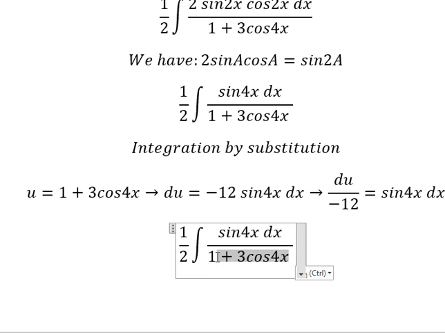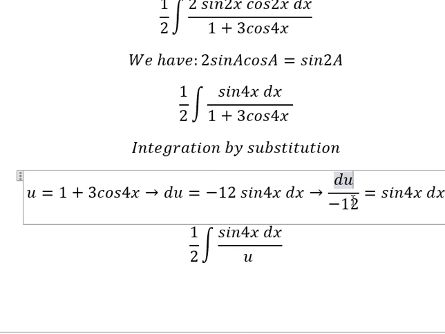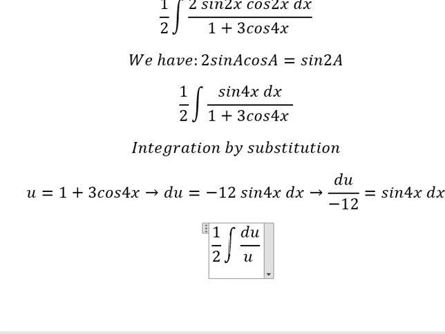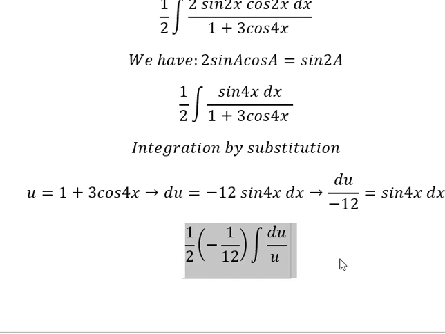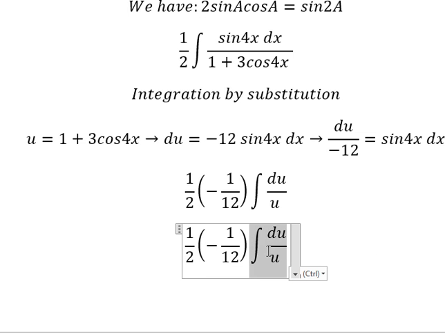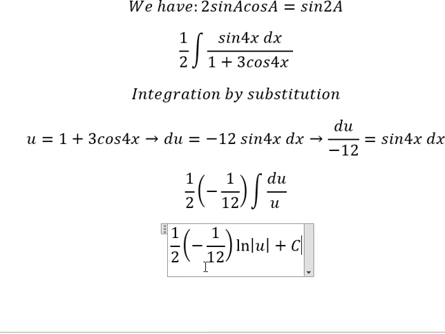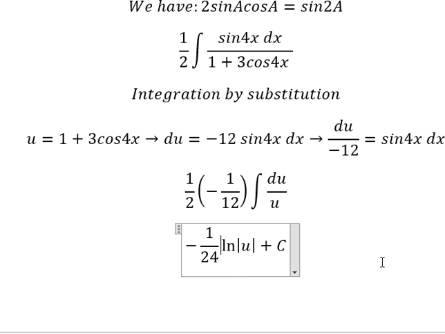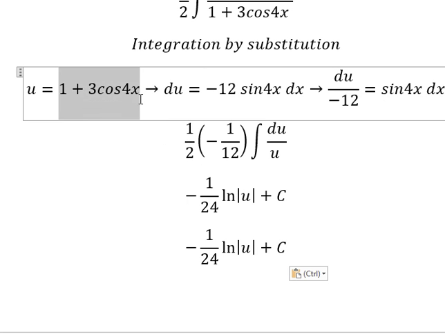So this one we change to u. Sin 4x dx we change to this one. The integration of this one, we have ln of the absolute value of u, and I will put plus c. This one, we have negative 1 over 24. About u, that is this one.